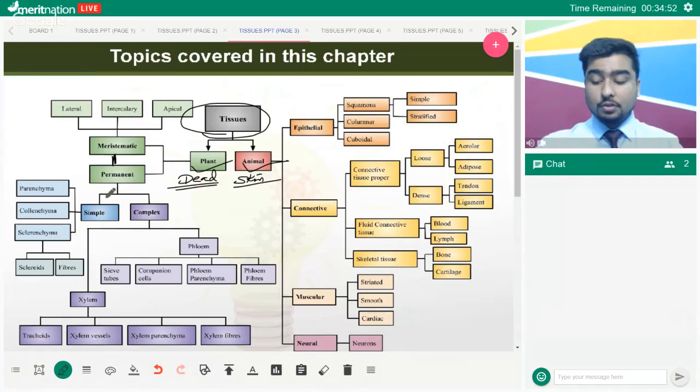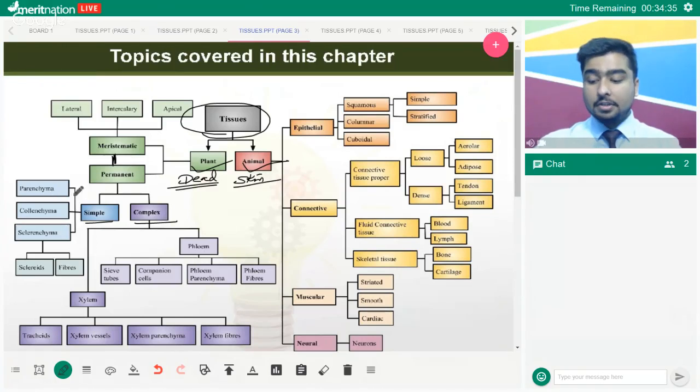Okay, so come on, guys. Permanent tissues, that means those which lose the capacity to divide. We have simple and complex. Simple has only one type of cells, and complex has more than one type of cells. That is one thing that people get confused about and mess up in the exams.